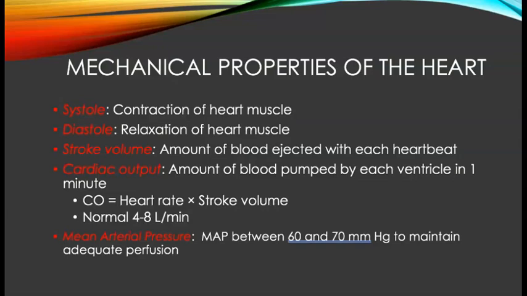Stroke volume is the amount of blood that's ejected from the ventricle with each heartbeat. And cardiac output is the amount of blood that's pumped by each ventricle in 1 minute. That's determined by multiplying the heart rate by the stroke volume. And lastly, mean arterial pressure is the average of systole and diastole.